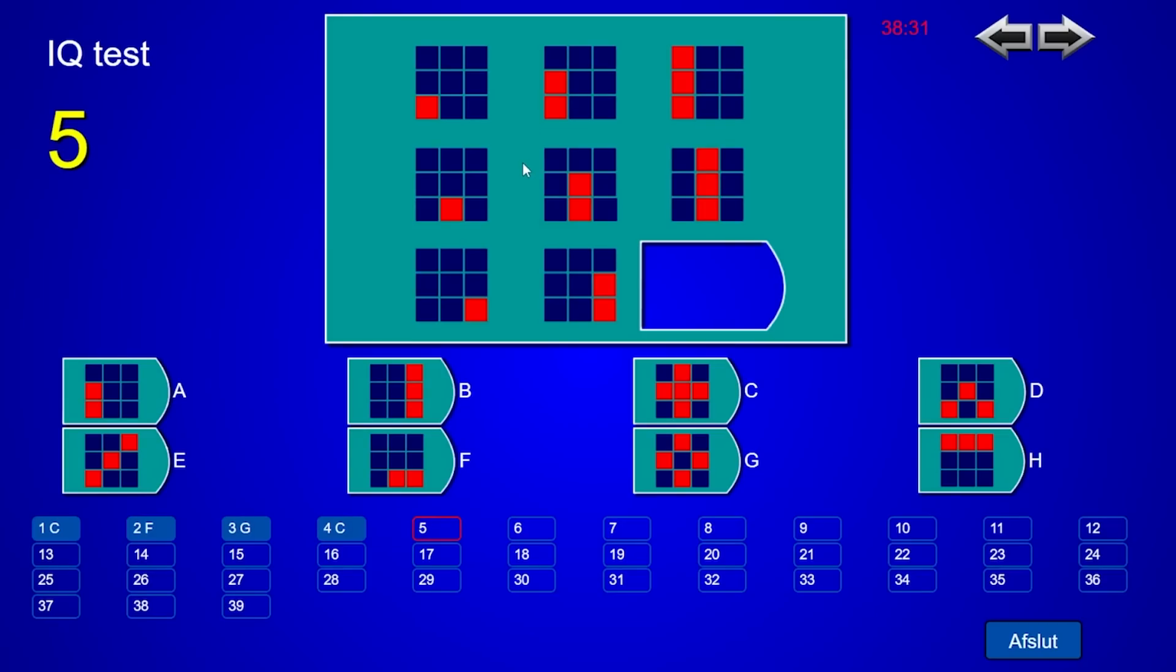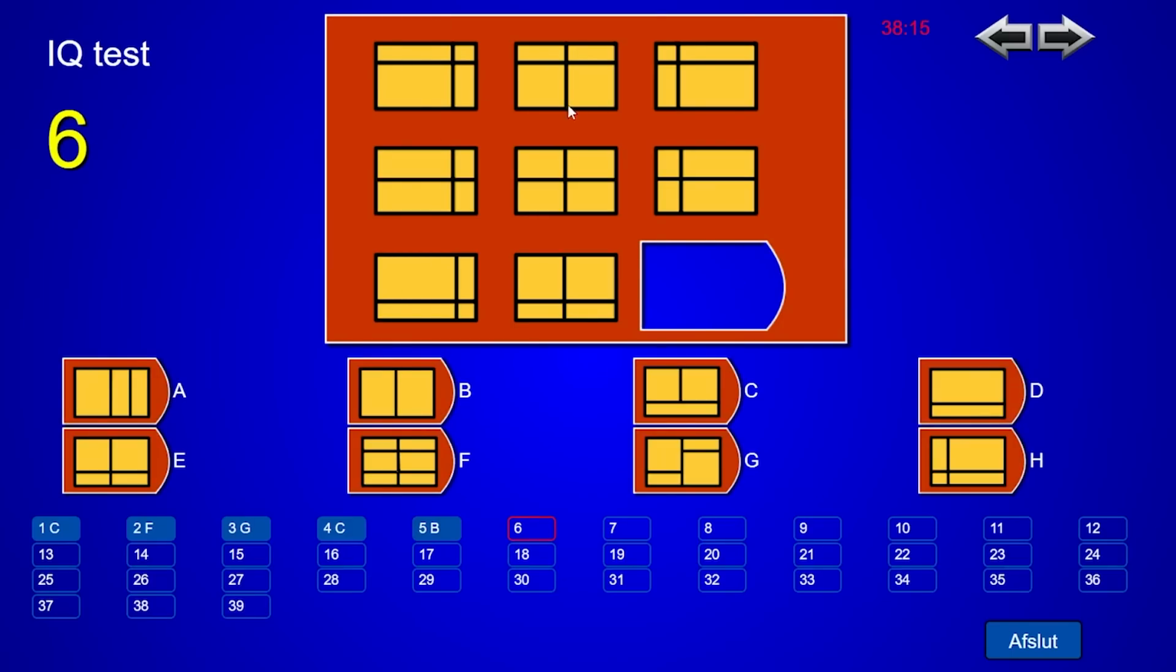And we have a grid, 1 dot, 3 dots, 2 dots, 1 dot, 3 dots, 2 dots, 1 dot, 3 dots, 2 dots, and it's left, left, left, middle, middle, middle, right, right, right. So that is B. Then we have this thing.